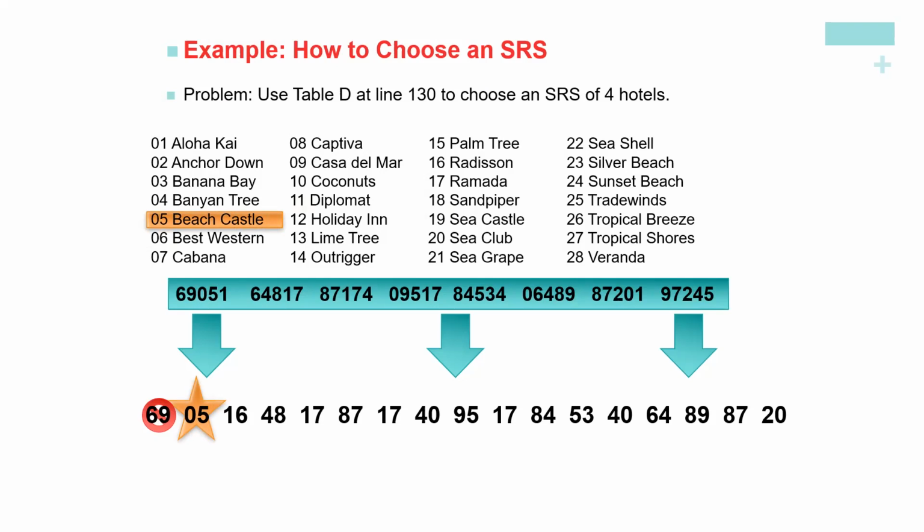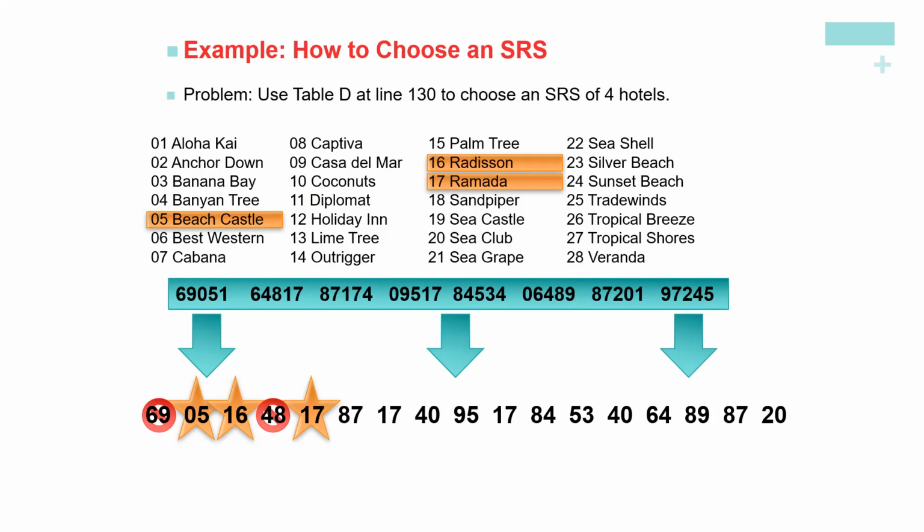So let's go to the next number, 16. Do I have a hotel labeled 16? Yes, I do. That is the Radisson. So Radisson is my second choice in my sample. 48, I don't have up to 48, so I'm just gonna cross it off. 17, yes, I have a hotel labeled 17, that is Ramada.